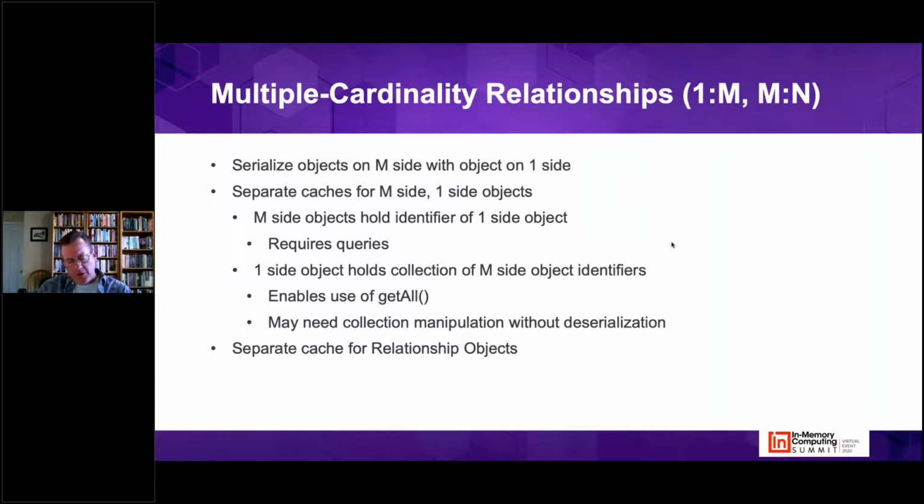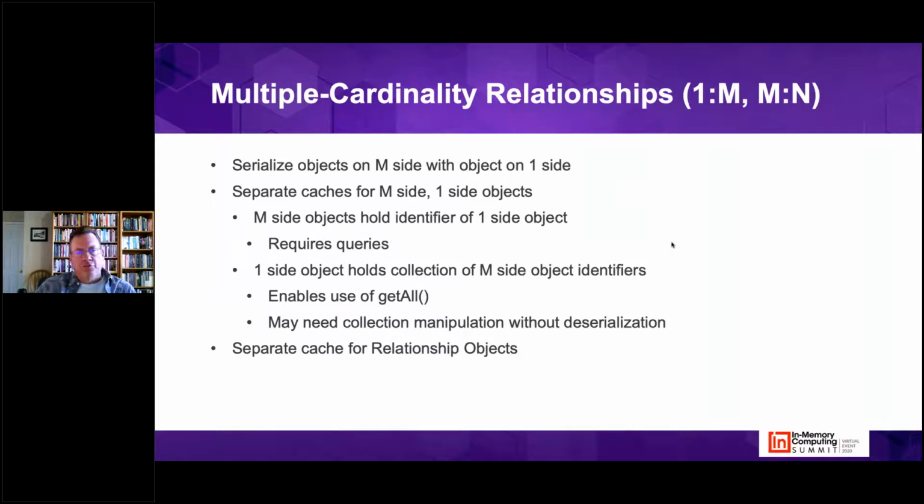So let's say you have multiple cardinality relationships in your domain model. Well, order and line items, we can stick with that. So you have a choice. You can either store all the line items with the order, serialized together as one blob, or you could have a separate cache for orders and a separate cache for line items, which doesn't really make a lot of sense, but go with it for a second.